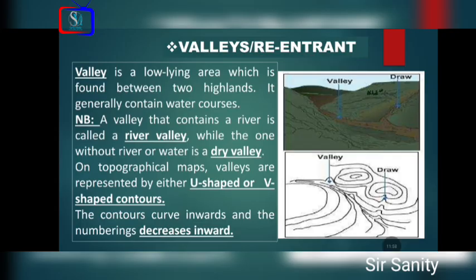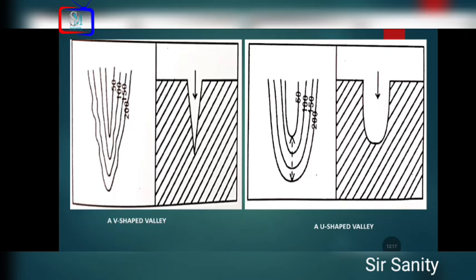And the opposite of the valley contour representation is the spur. For the spur, the contour value increases inward. It tells you that the part of the land has been projected outwards. That is the spur. So there is an example of a valley.